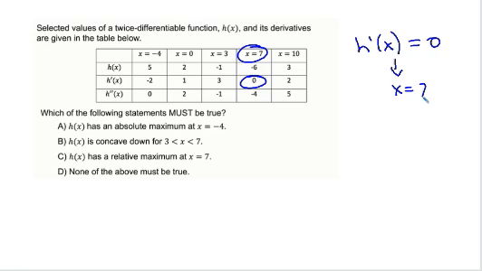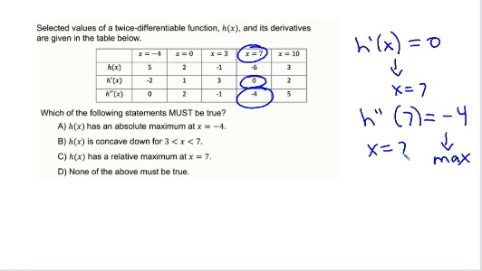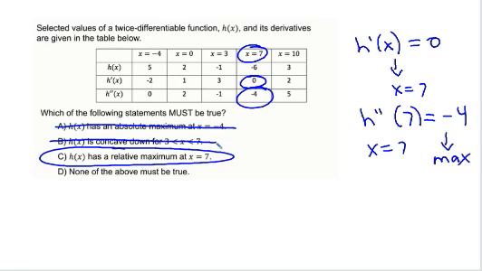So let's check the second derivative there. H double prime of 7 is what? According to our table, it's negative 4. That is a negative value, which tells me that x equals 7 is a max. Now, we cannot do this one because we don't have enough information, and we cannot do this one because there's not enough information. So our answer here is definitely C, and we will stop there for today.